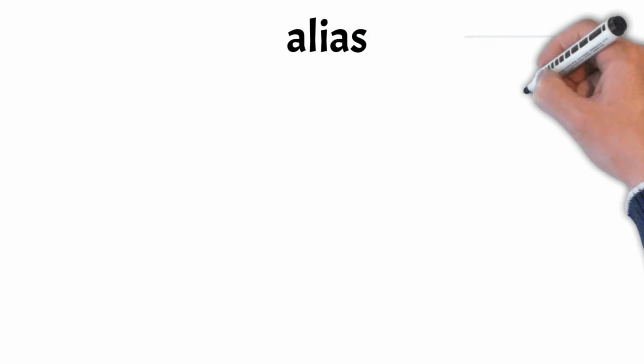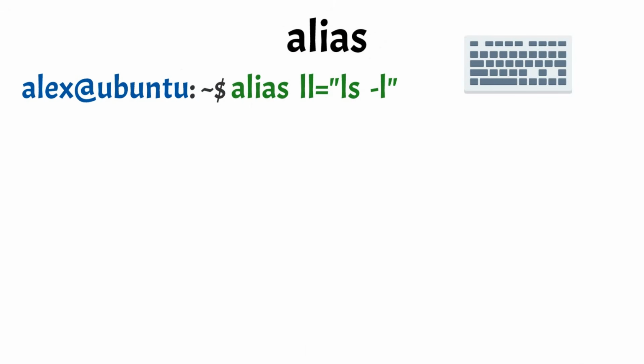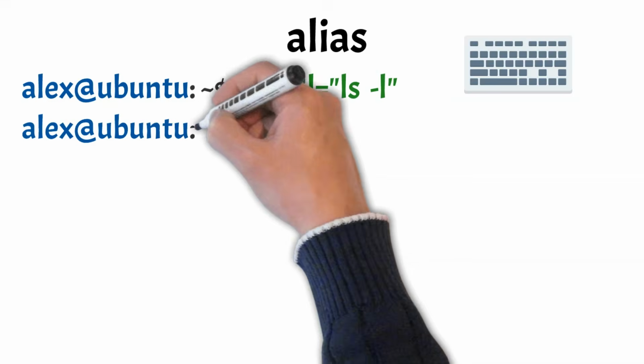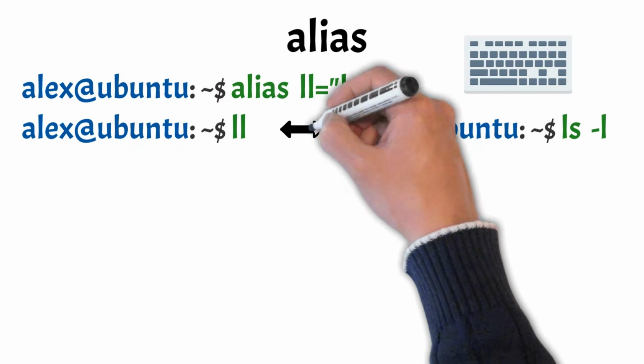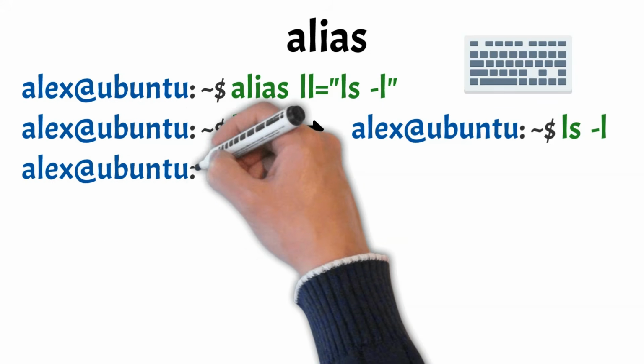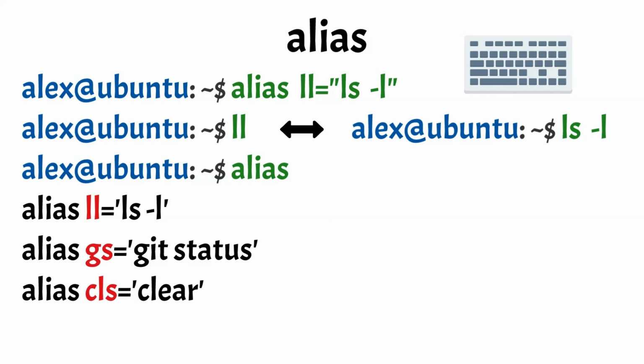Now let's talk about alias. Aliases let you create shortcuts for longer commands, making your workflow faster and easier. For example, you can type alias ll='ls -l' to shorten the long listing command. Once set, using ll runs ls -l automatically. The alias command by itself shows all defined shortcuts, like for example ll, gs, or cls.